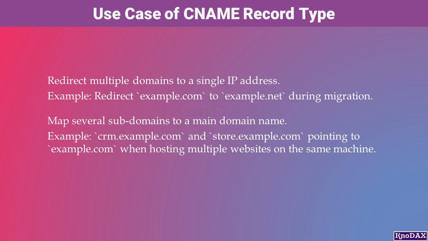For instance, if you're running multiple websites on the same machine, you can create CNAME records for subdomains like crm.example.com or store.example.com, all pointing to example.com. These capabilities make CNAME records highly versatile in managing domain aliases and ensuring smooth user redirection.